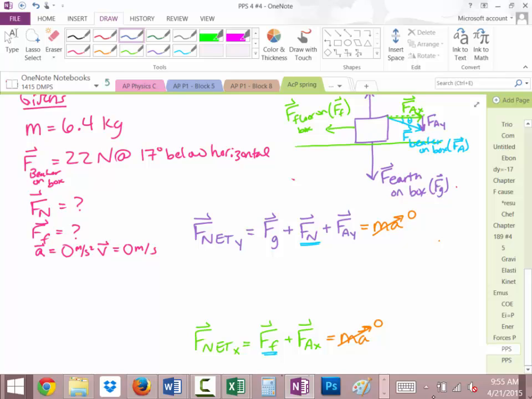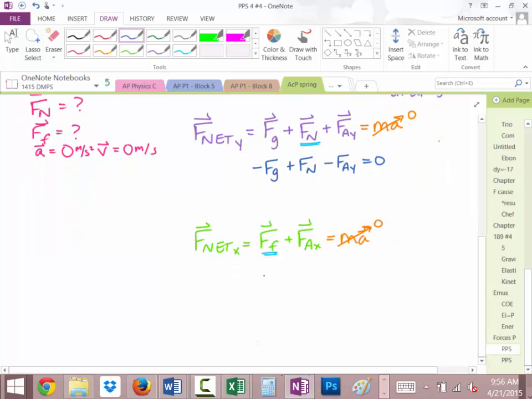Fay is what? Look at the picture. Which way is it going? Down, so that means it's got to be negative. Everybody okay with that? So I'm going to write that down as my next step. It's a big deal. So negative Fg plus Fn minus Fay is equal to 0.